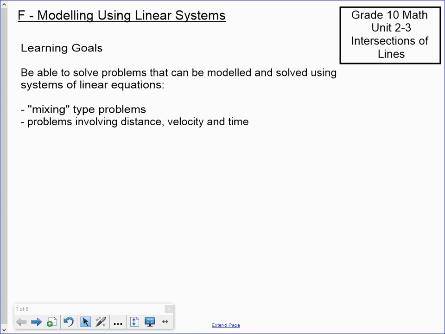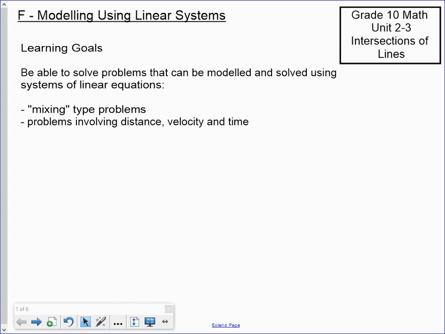And we're going to divide this into two parts here. The first are going to be what I call mixing type problems, where we have sort of two things that have been combined together, and they give us certain totals for those two things, and we have to separate out the number of those two things. And then in the next lesson, we'll look at problems involving distance, velocity, and time.